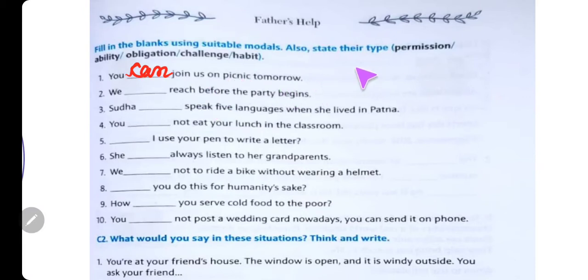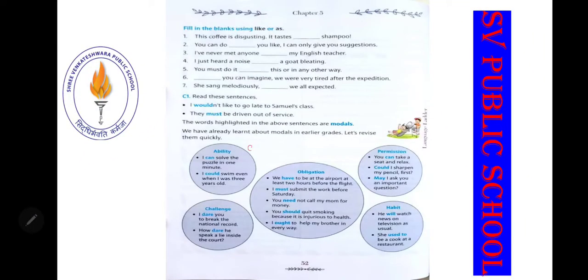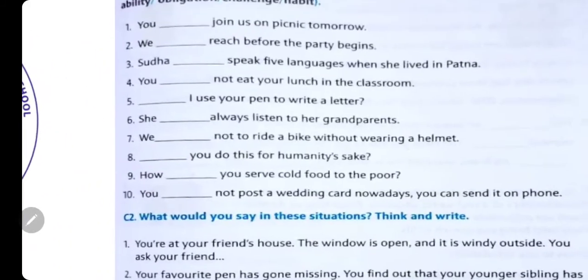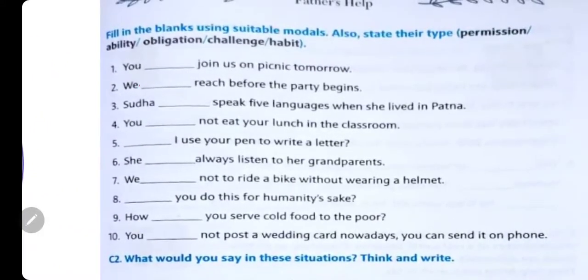You can, it's permission. For permission I'm using P. Okay, then we dash reach before the party begins. We must reach before the party begins. It's an obligation. So it will be must, and it is an obligation. For obligation, I'm using O. For permission, I'm using P.